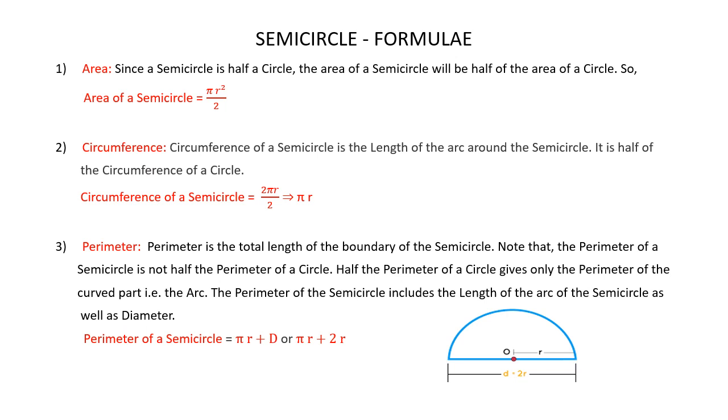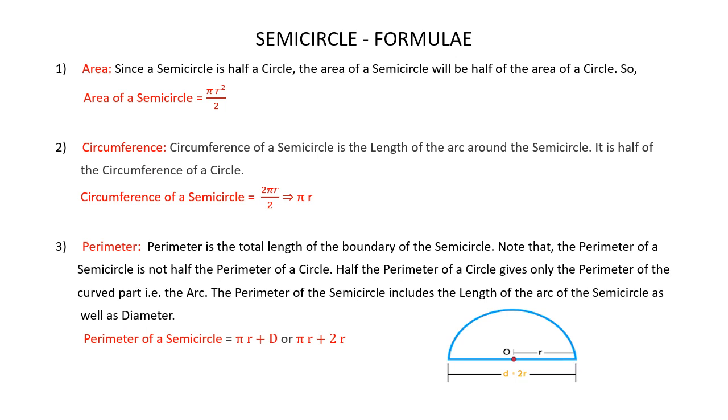Let's now look at a few formulae for semicircles. Area. Since a semicircle is half a circle, the area of a semicircle would be half the area of a circle. Now we know that the area of a circle is equal to pi r squared. So area of a semicircle would be equal to pi r squared divided by 2.